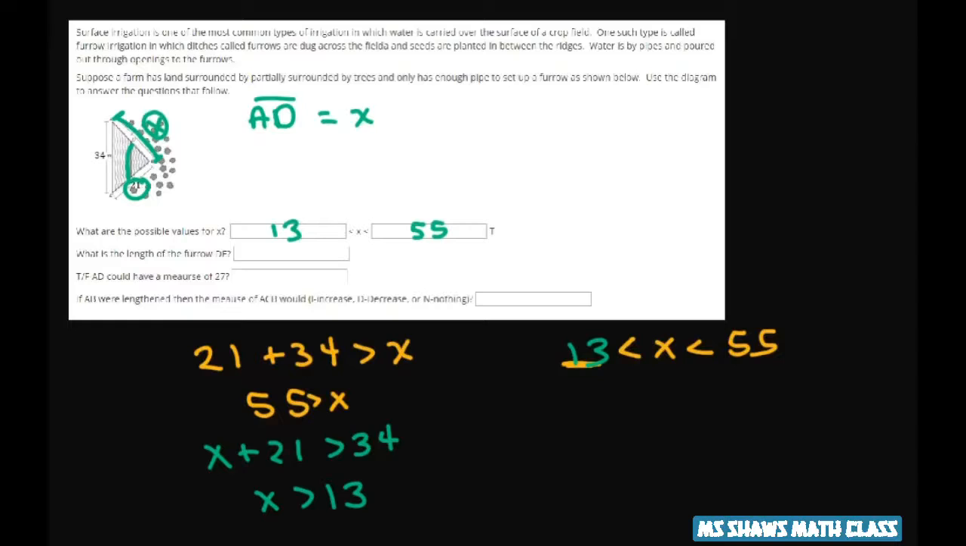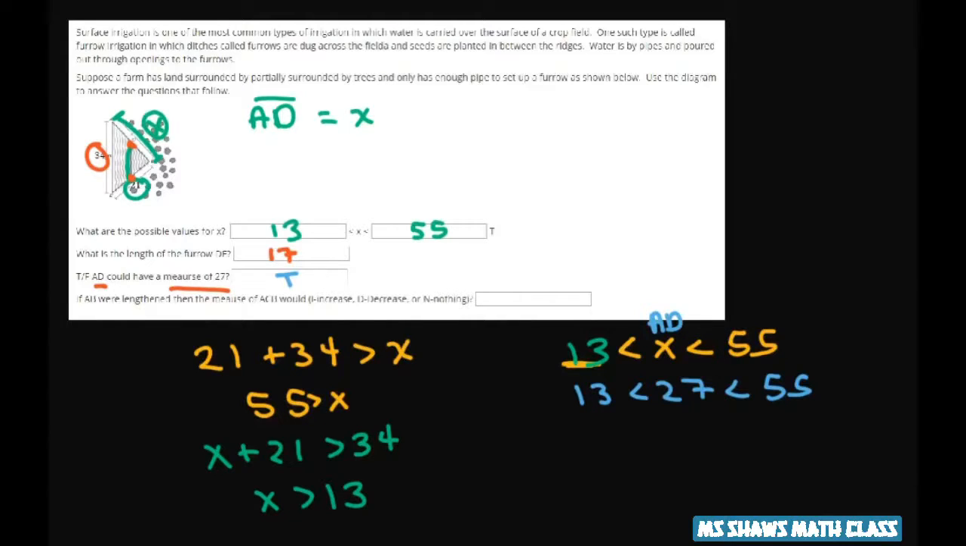What is the length of the furrow? We're going to use the mid-segment theorem and know that this is going to be half of the total length. So that's going to be 17. Could AD have a measure of 27? X is really your AD, so is 27 in between 13 and 55? Yes, and this is true.